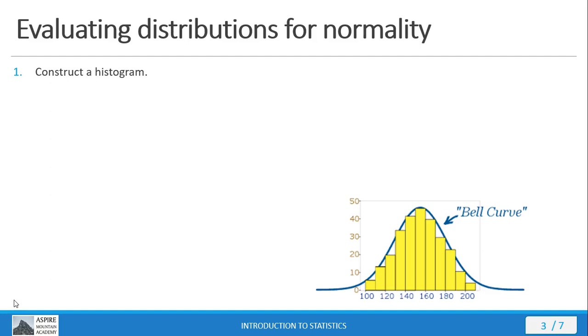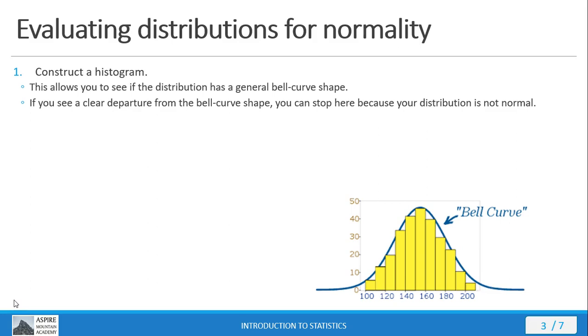So how do we use this to evaluate for normality? Well, the first thing we're going to do is construct a histogram, just as we've always done. This allows us to see if we're even close. Because if we're nowhere close to having a normal distribution, the shape of that distribution is going to be very, very different. If we see a clear departure from that bell-shaped curve, there's no reason for us to make the QQ plot or the normal quantile plot, because it's obvious that our distribution is not going to be normal.